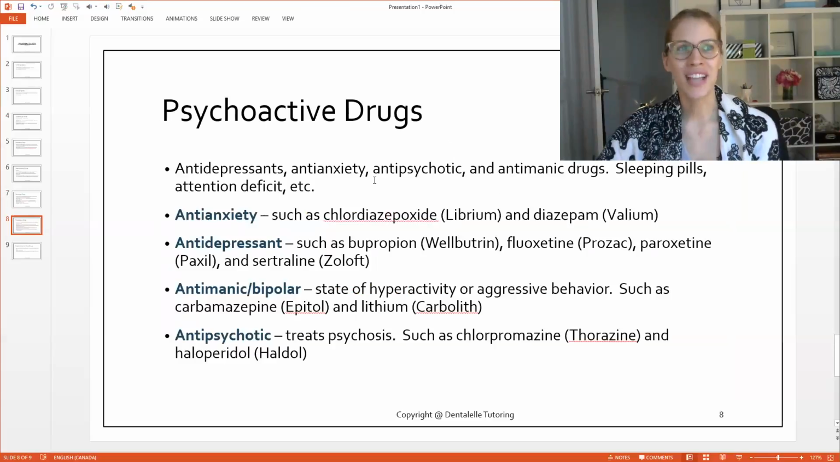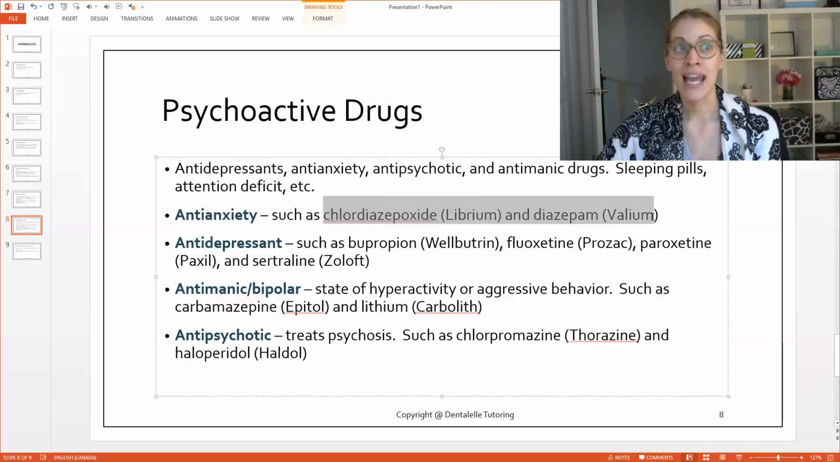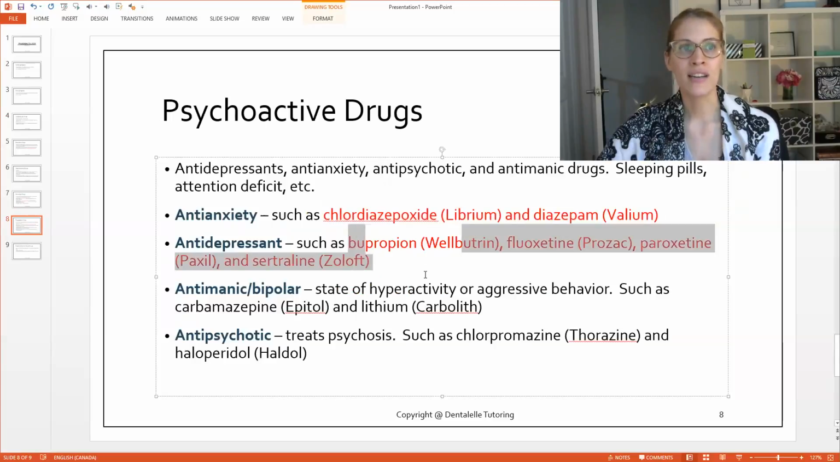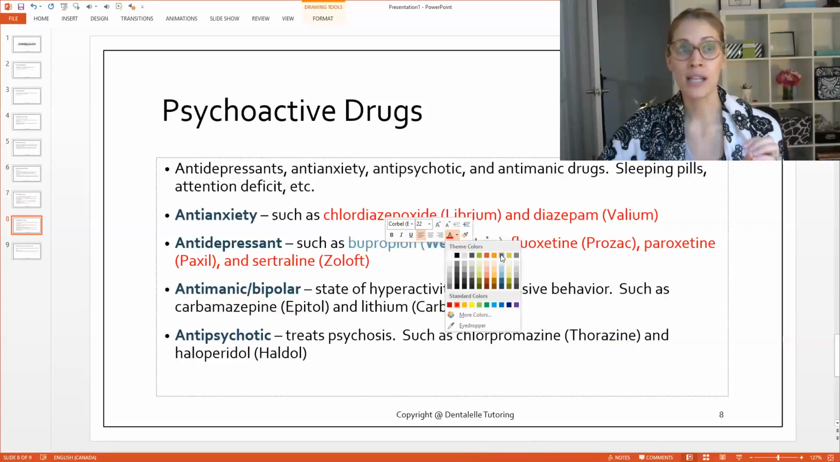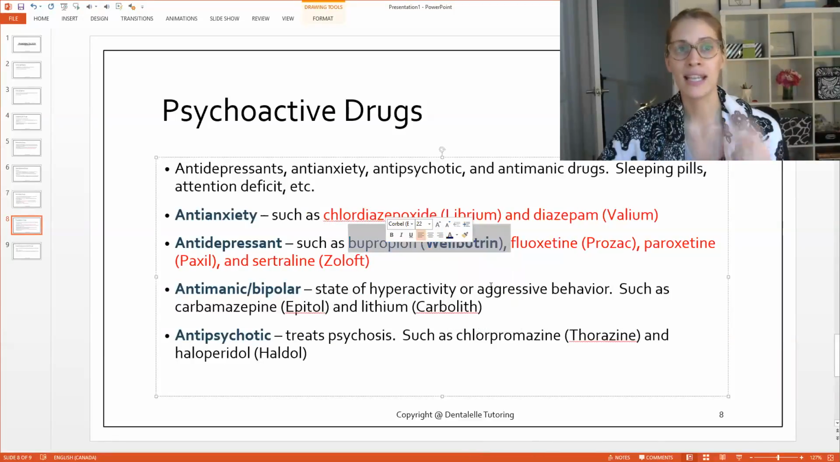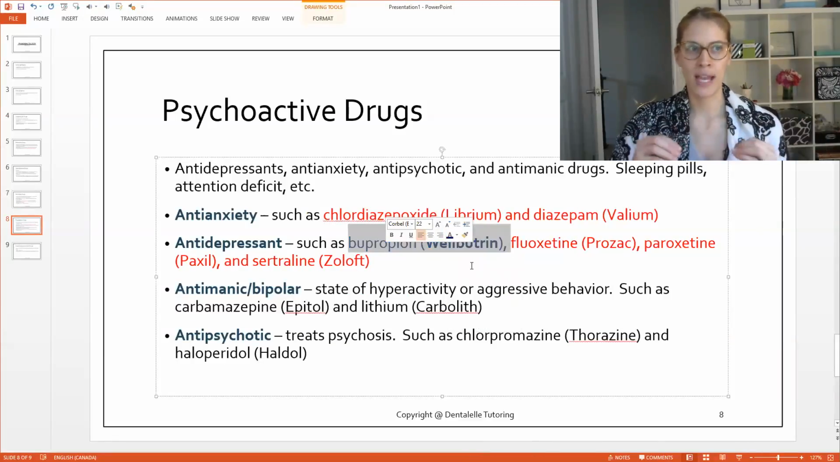These are the different categories here. The anti-anxiety involves these meds. Anti-anxiety is different, by the way, from antidepressants. You must know that. Antidepressants involve these drugs here. And everybody remember that this one here could be used to help quit smoking. So if a patient's on this, they may not be on it as an antidepressant, but they may be using it to help them stop smoking. So it does go hand in hand.